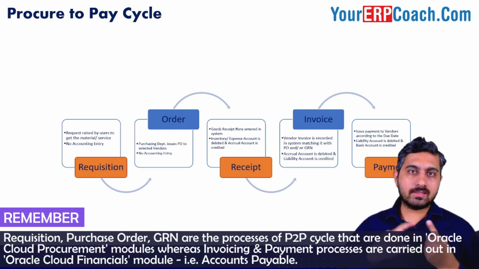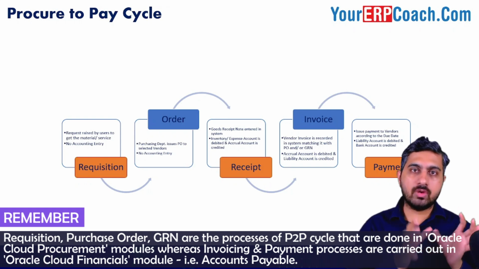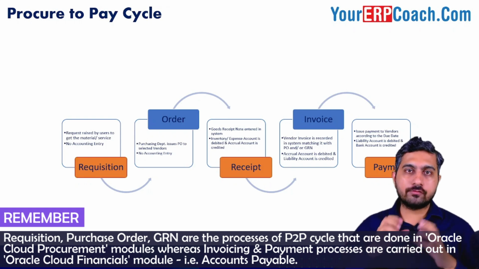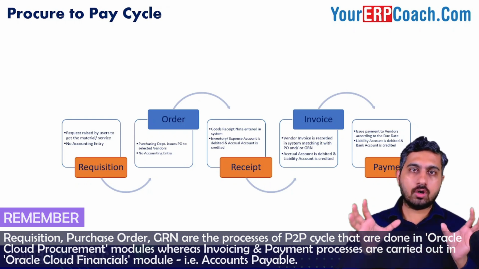Mainly, it involves the self-service procurement, core purchasing, inventory and receiving modules from the purchasing suite of applications, and the accounts payable and cash management modules from the Oracle Cloud Financials application suite. So the P2P process spans across all of these modules.